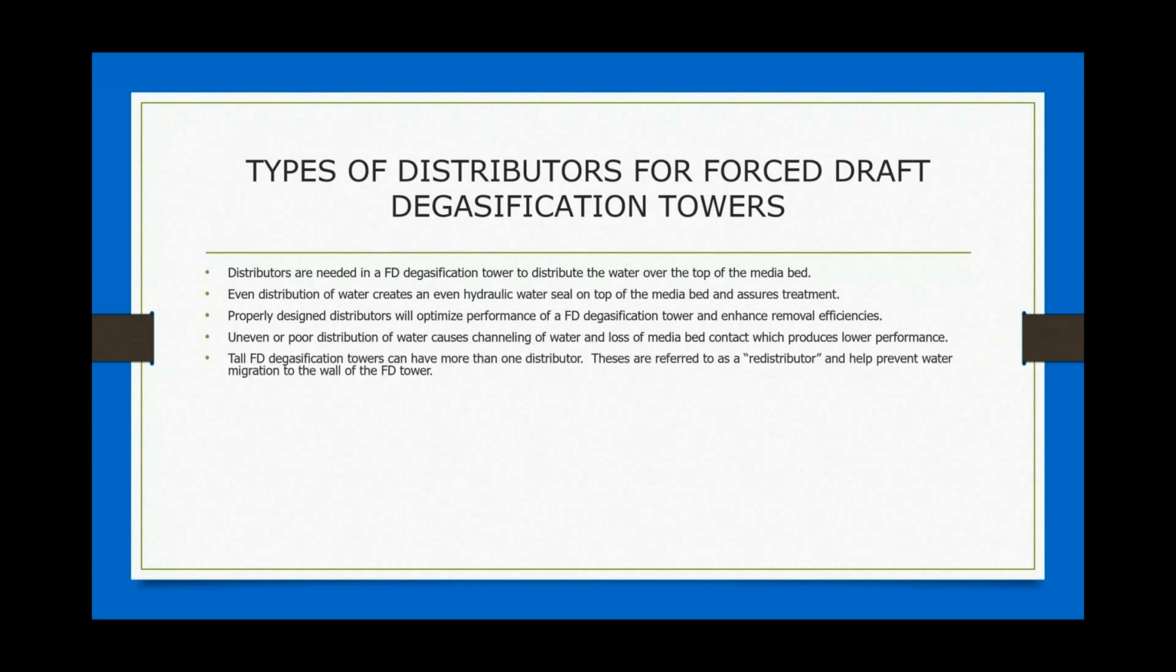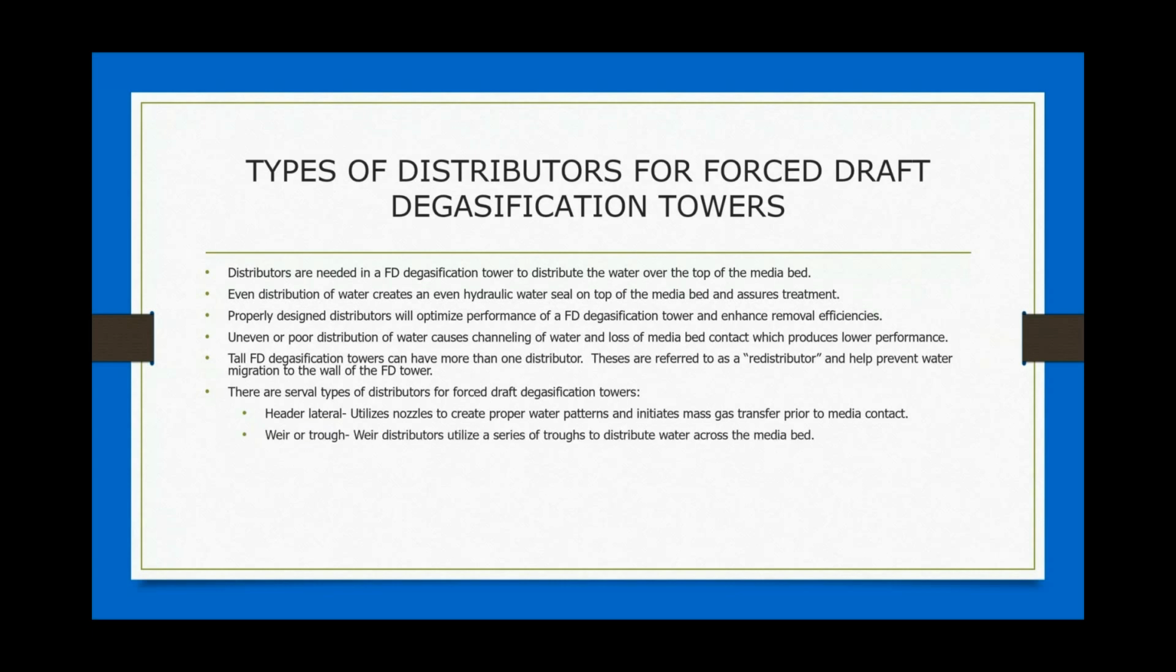So tall degasification towers can actually have more than one distributor. These are also referred to as redistributors. They help prevent water migration to the wall of the tower. If it's a large tower, sometimes they have wiper rings that help distribute the water back into the media bed. There are several types of distributors for forced draft degasification towers. Heterolateral utilizes nozzles to create proper water patterns and initiate mass gas transfer prior to media contact.